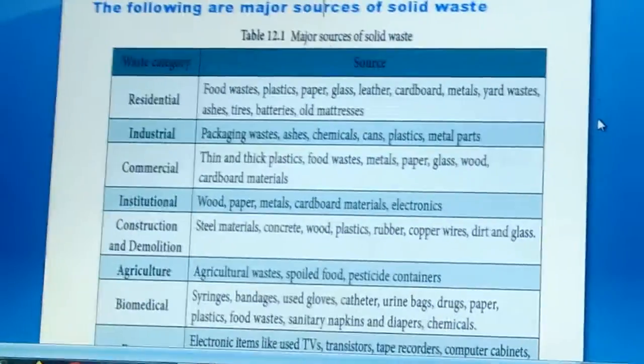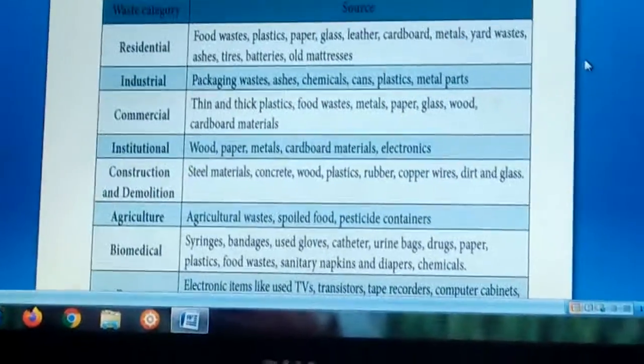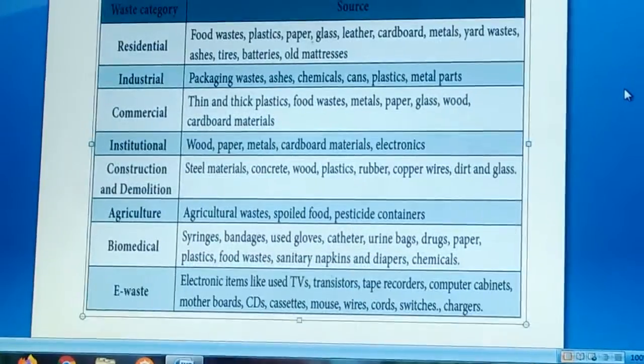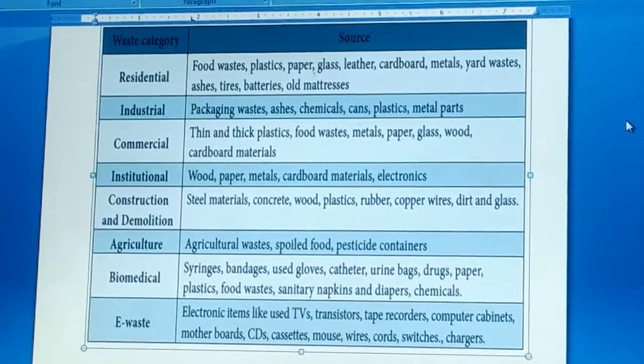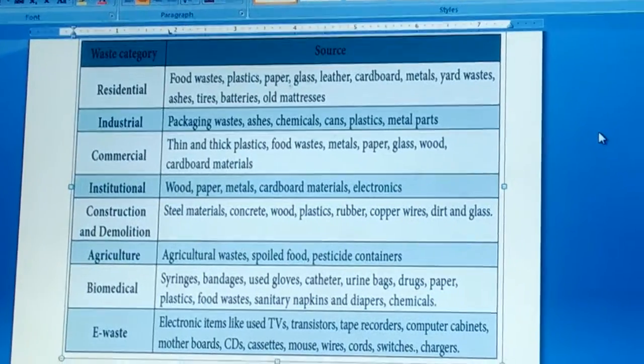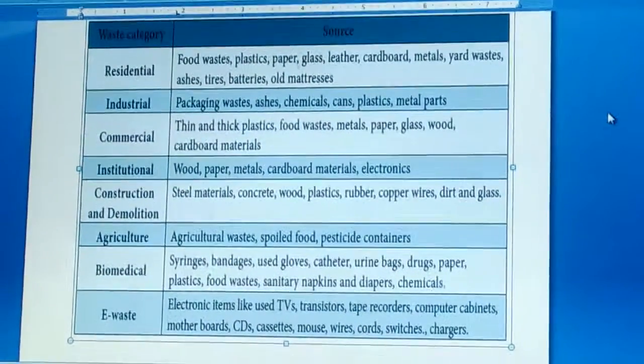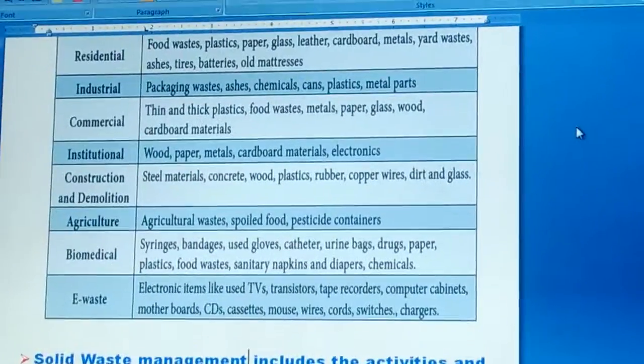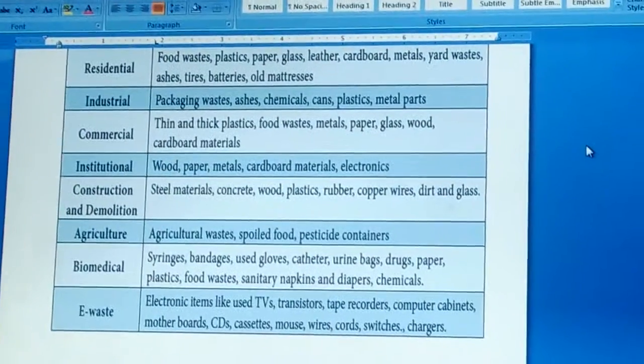See, these are the main sources of solid waste. This is shown in the tabular column. See, residential, industrial, commercial, institutional, construction, demolition, agricultural waste, then biomedical waste, e-waste, etc. These are some of the sources of this solid waste.